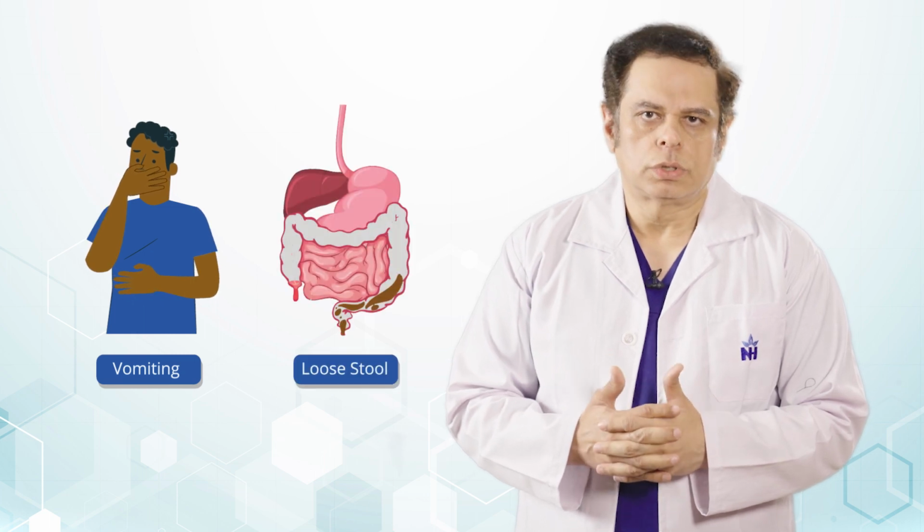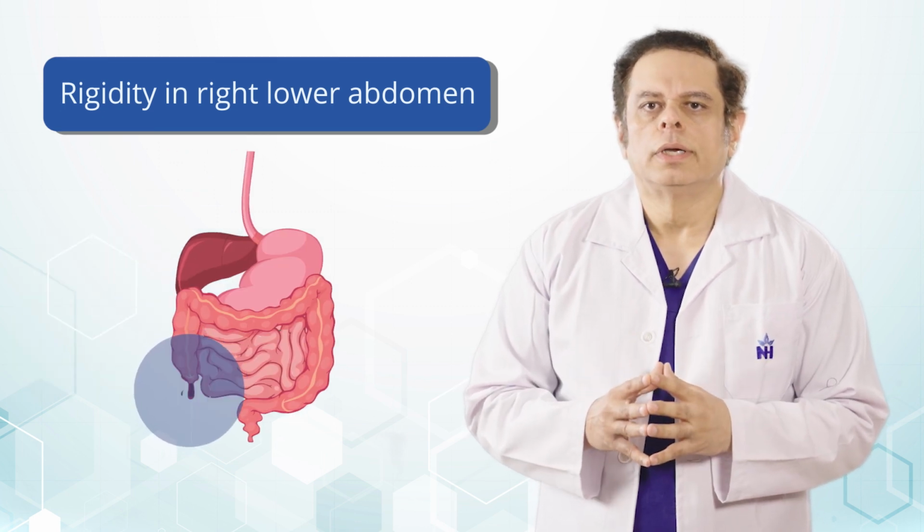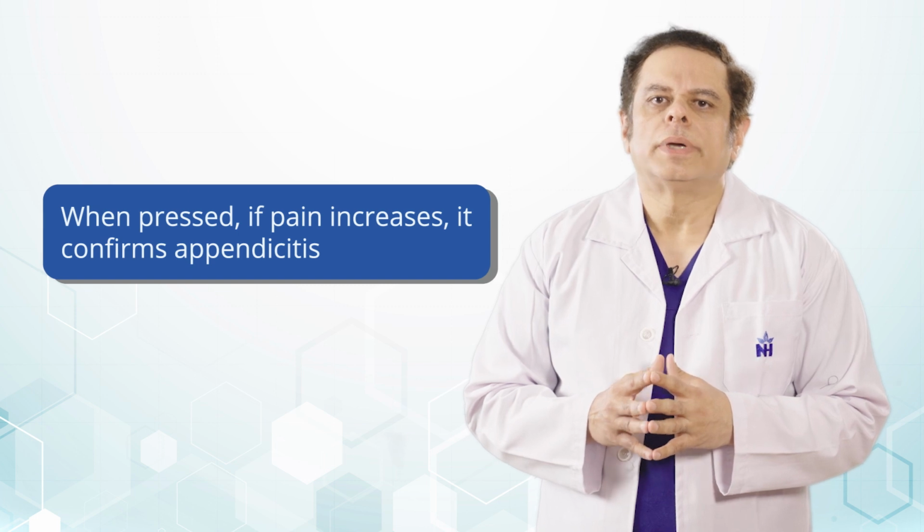The pain actually begins in the middle of the abdomen and then slowly and gradually it starts locating to the right side. Patients can have vomiting, patients can have loose stools associated with the pain. Patients can have fever also, and patients will not like to eat anything. The very simple test is that these patients will have some amount of rigidity. That means the abdomen becomes harder in the right lower abdomen, and when you press and release, the pain increases. This test actually confirms that the patient has appendicitis and you need to operate on such patients.